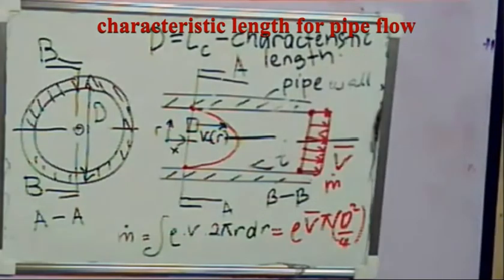For the pipe flow. So what does it mean by characteristic? So just to give you a very simple example.